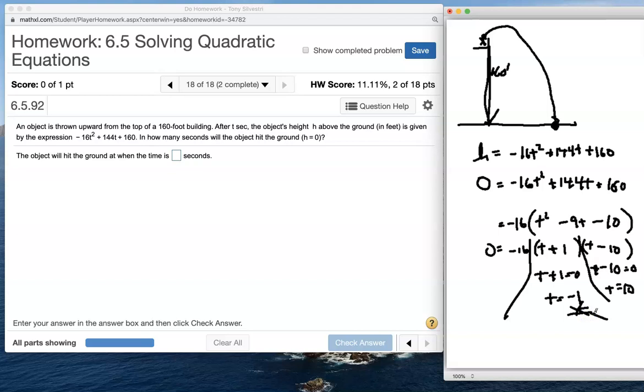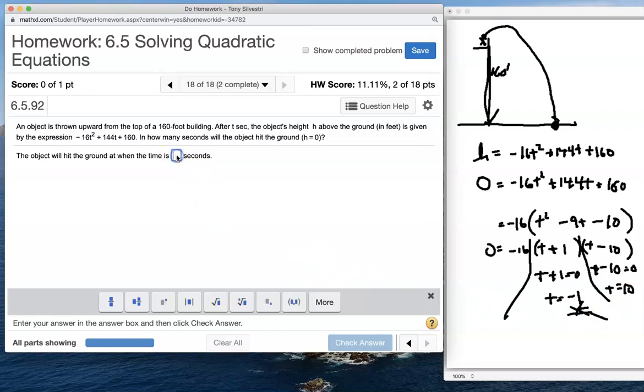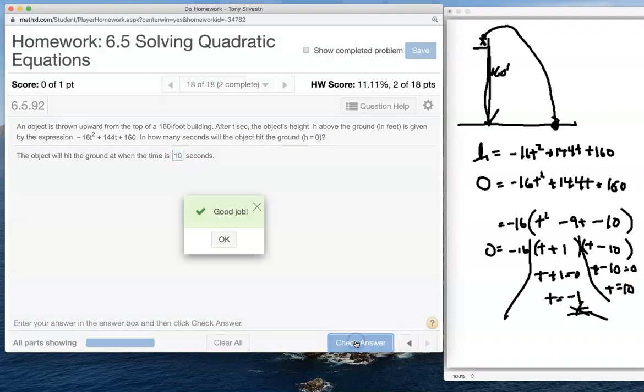Okay, remember, we let go of the rock at t is equal to 0. Mathematically, t equals negative 1 is a second before we let go of the rock. So we still have the rock in our hand. That doesn't make any sense. It's going to hit the ground 10 seconds later. So don't put negative 1. No negative numbers in these problems. Put 10 in there. Check your answer.